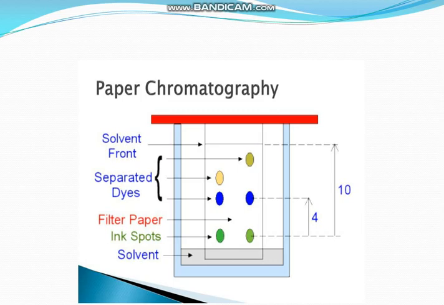Here this is a paper chromatograph. Here we can see a jar, the solvent is there, and the filter paper, that is Whatman number 1 paper. Then we put two ink spots. The Whatman paper just dips into the solvent, not completely immersed, just touches the baseline. And the dyes present in the ink spot are separated. And this pattern is called a chromatograph.